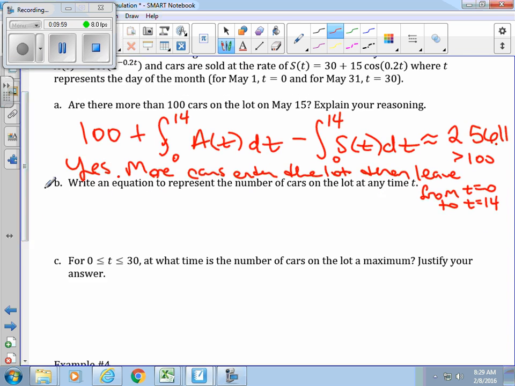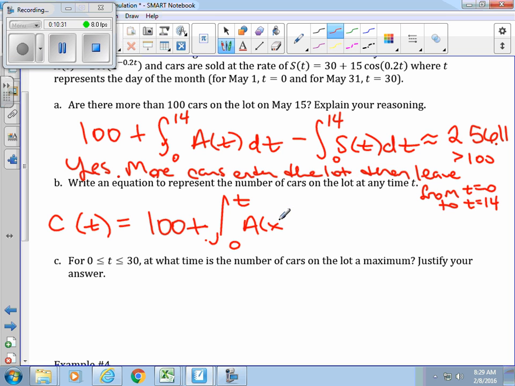Because of the way we worked part A, part B is an easy question. Write an equation to represent the number of cars on the lot. I'm going to call it C of T. You could call it whatever you want. 100 plus the integral from 0 to T.